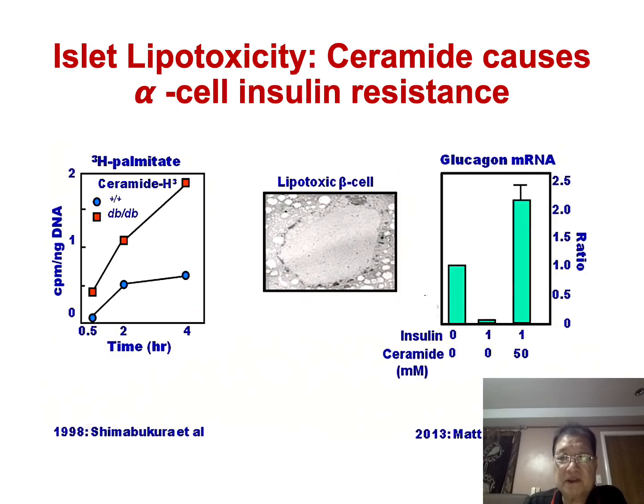So, normal rat islets were incubated with the level of palmitate converted to ceramide. Normal in blue and red in DBDB mice. And this predisposes to diabetes. Greater incorporation and accumulation of ceramide is the key, or the culprit, for the insulin resistance.